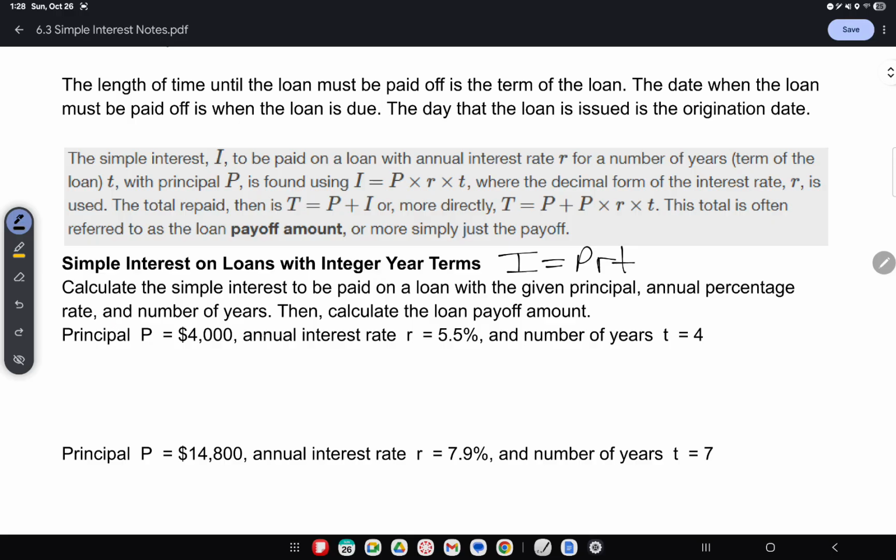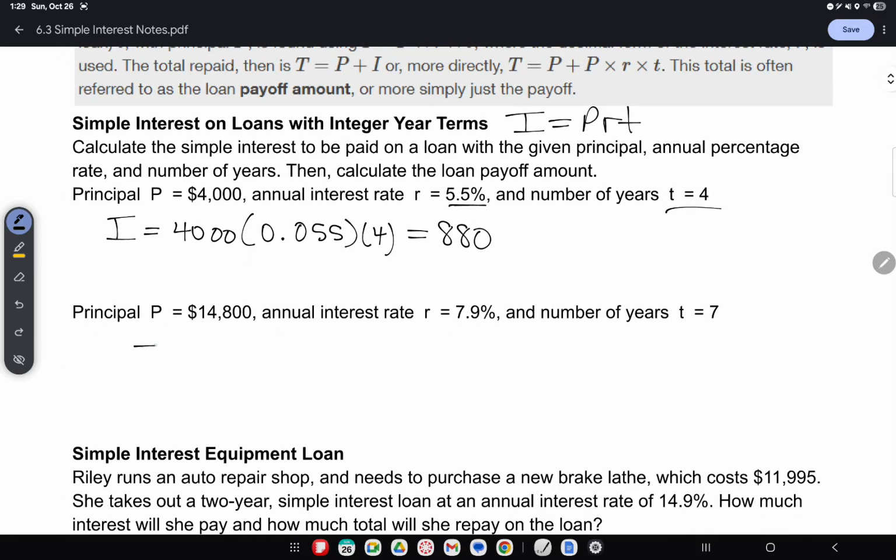So let's look at the simple interest on this. So we have a principal amount of $4,000, an annual interest rate of 5.5%. So let's make that a usable decimal, 0.055. And we're going to do it for 4 years. I'm just going to multiply all three of these numbers, and that'll give me the interest. So $880.